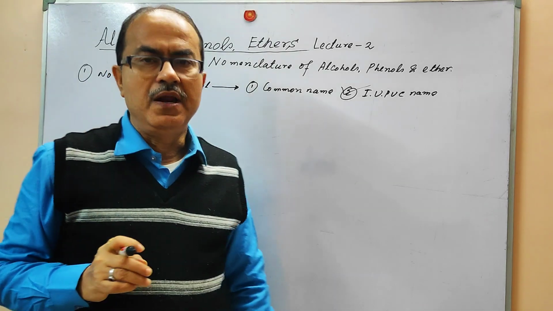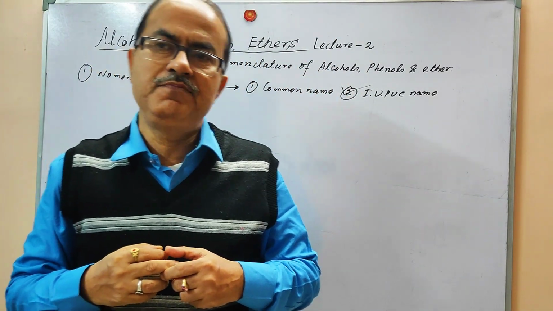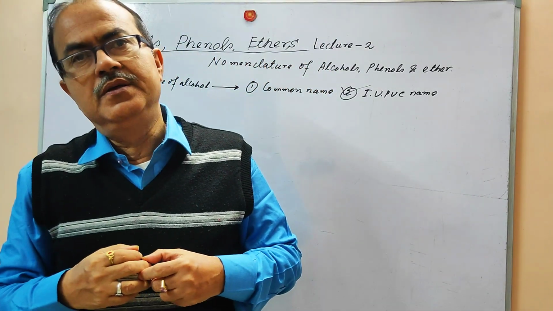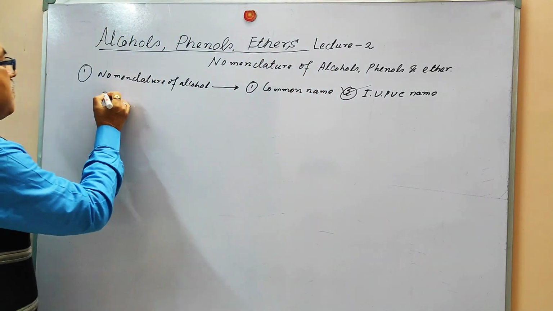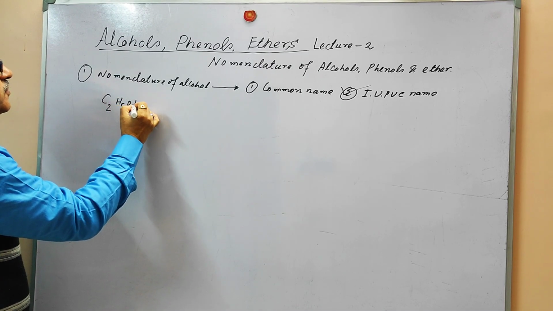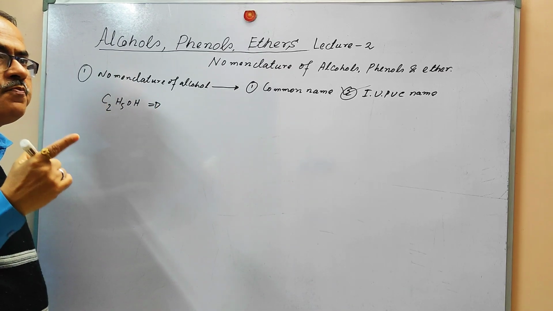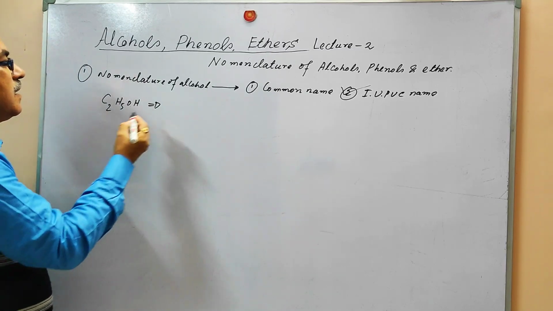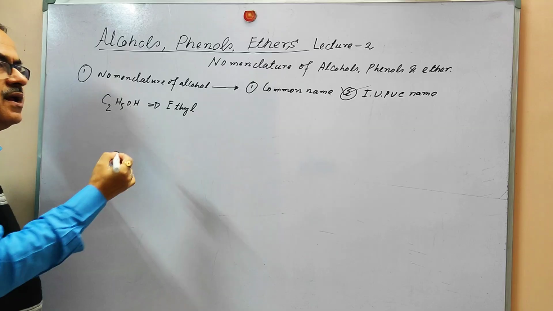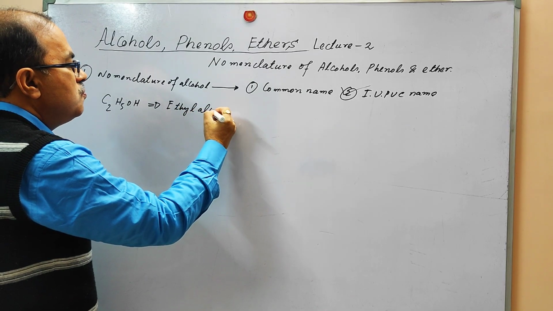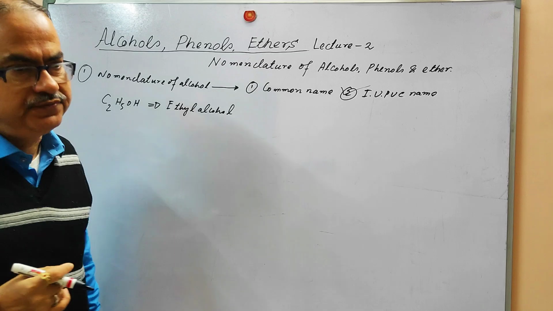The common name of the alcohol is derived from the common name of the alkyl group from which this alcohol is prepared, and the word alcohol is suffixed to this alkyl group. As for example, this compound C2H5OH is an alcohol. Its common name will be, naturally, the name of the alkyl group, and here the alkyl group name is ethyl. After ethyl you have to give the word alcohol. So the common name of C2H5OH is ethyl alcohol. Very simple, there is not much complication in it.